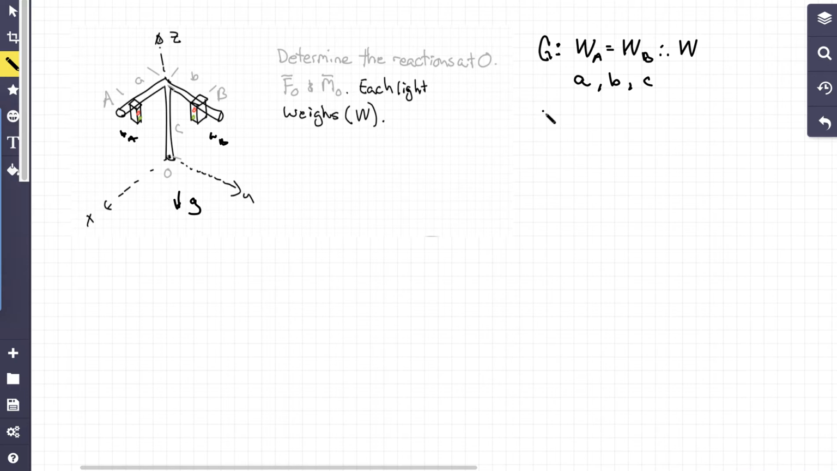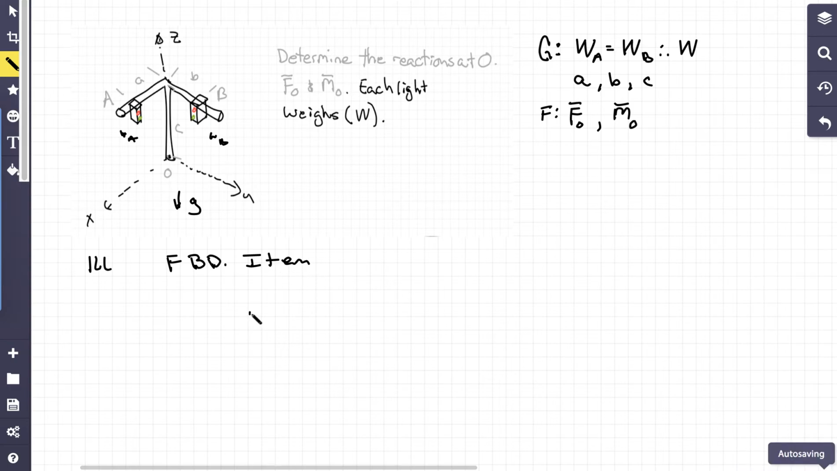So what are we trying to find? Let's pinpoint this. We're trying to find the force at O and the moment at O. So there are reactions going on. We'll draw a free body diagram and eliminate some things, but that's what we're looking for. First, let's look at the free body diagram of this street lamp item.